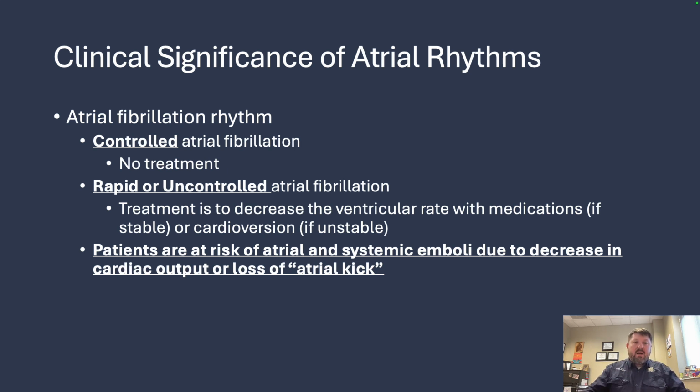So we want to be very careful when we're making that decision as to whether we want to convert it or not. So rapid or uncontrolled atrial fib treatment is to decrease the ventricular rate with medications if it's stable, or with cardioversion if the patient is unstable.